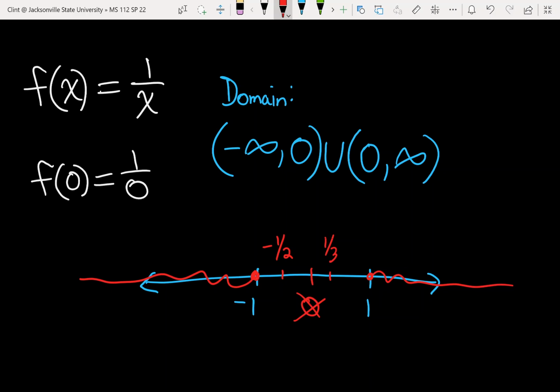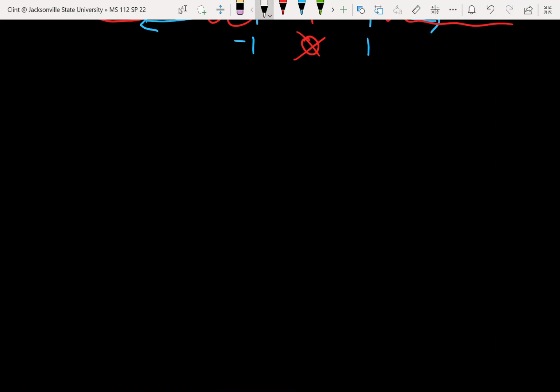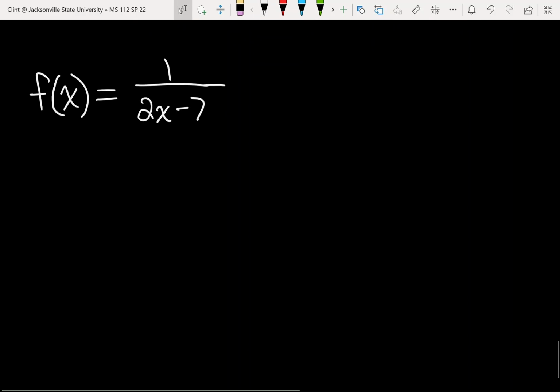So I get that. All right, so the idea on this one, if we have a variable in a denominator, is we can't let our denominator be 0. It's not always going to be just x down here. So sometimes we have to work a little harder to figure out what would make the denominator 0. So let's look at another one. Same big picture, but what about that function?